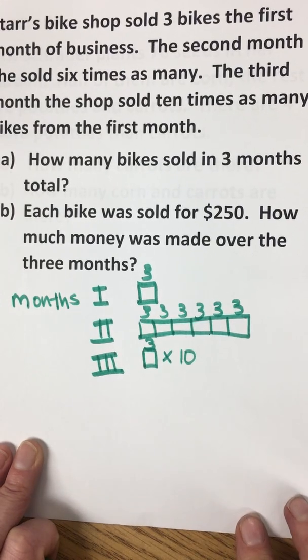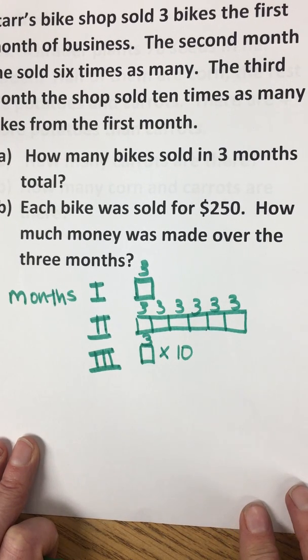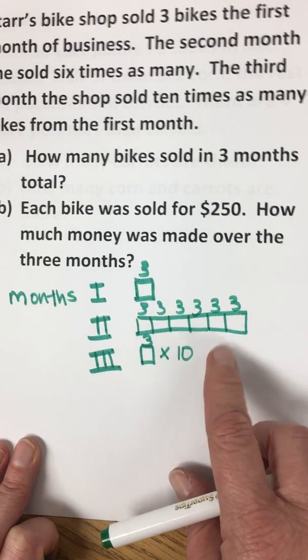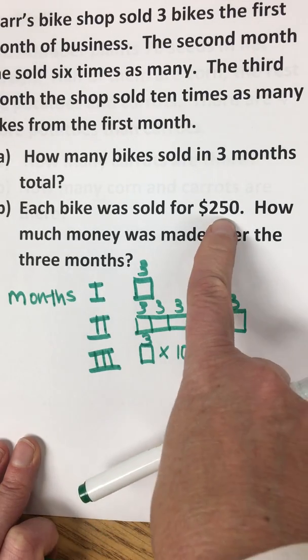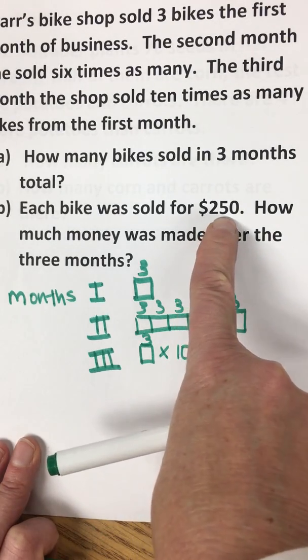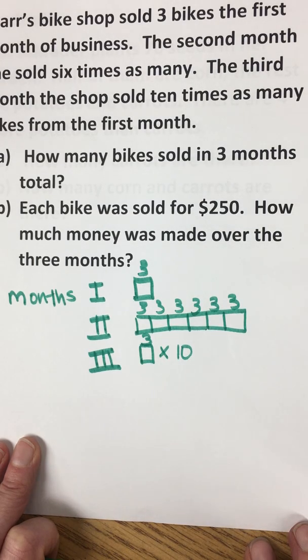The second question is, each bike sold for $250. How much money was made over 3 months? Well, how many total bikes are there times $250 should tell us how much money was made over 3 months. Kind of challenging, huh?